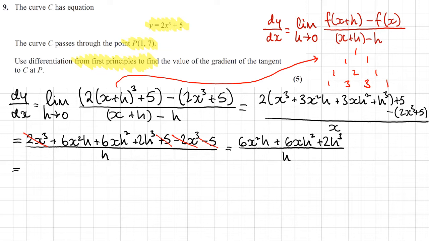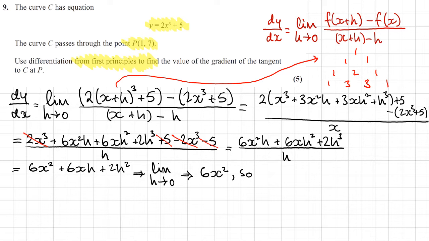We'll cancel out the h's before we work out what the limit is as h tends to 0. So I've got 6x squared plus 6xh and then plus 2h squared, and from here let's work out the limit as h tends to 0, and that will be just 6x squared. Okay, so we can say dy/dx equals 6x squared. And we know if we did it normally, that's what we'd get.